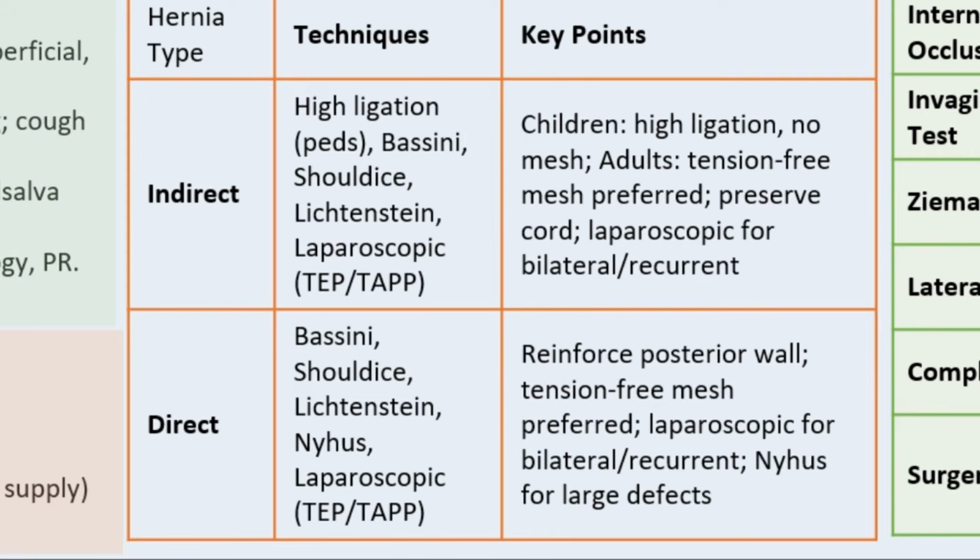Then for the direct hernias, still the Bassini is there, the Shouldice, the Lichtenstein, the IHAS. Still, you can go laparoscopic in both cases. And here the principle in direct hernias is to reinforce that posterior wall because there is a weakness that came in. So you want to reinforce that.